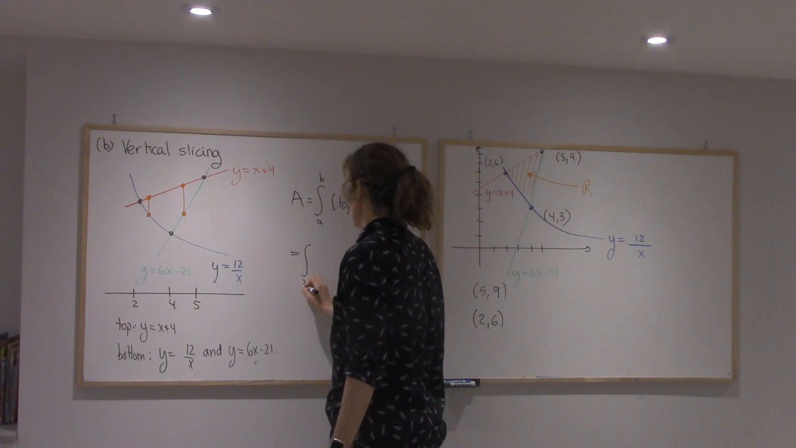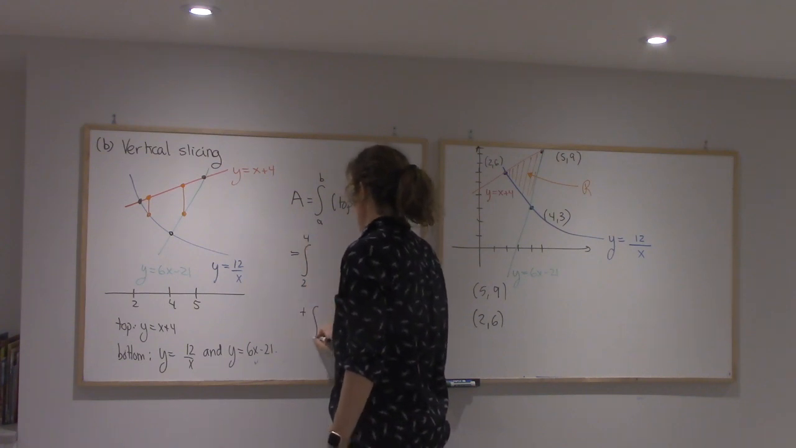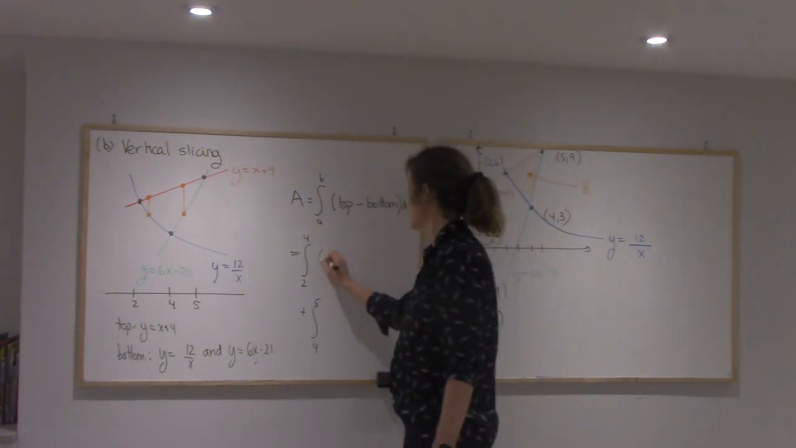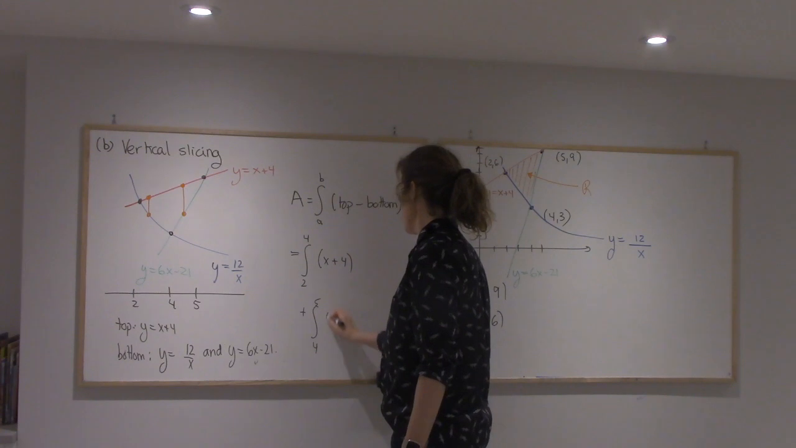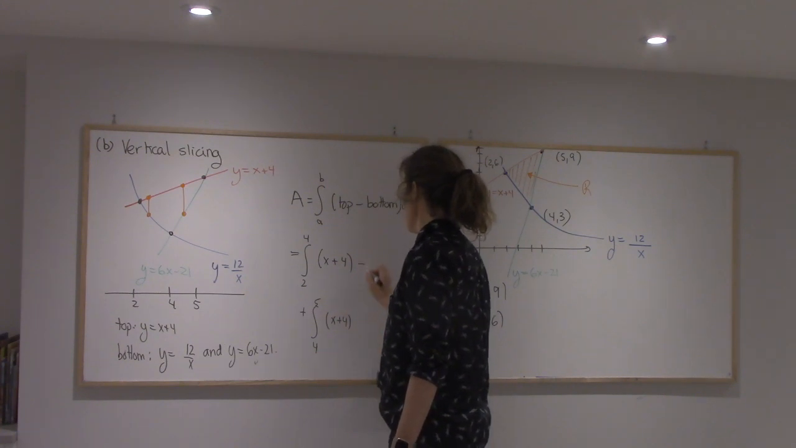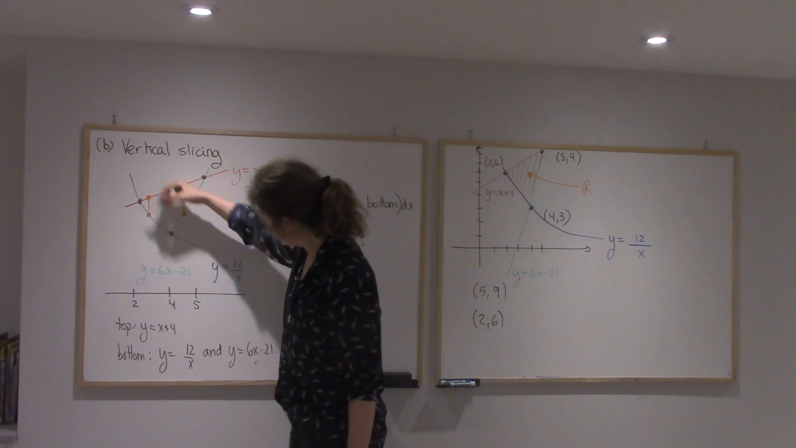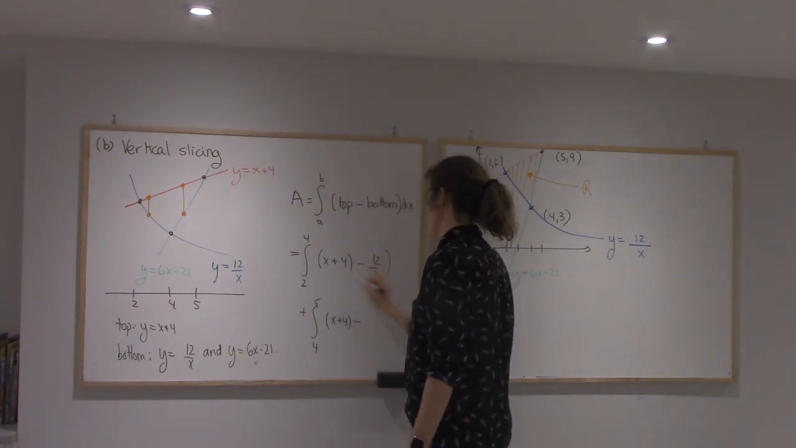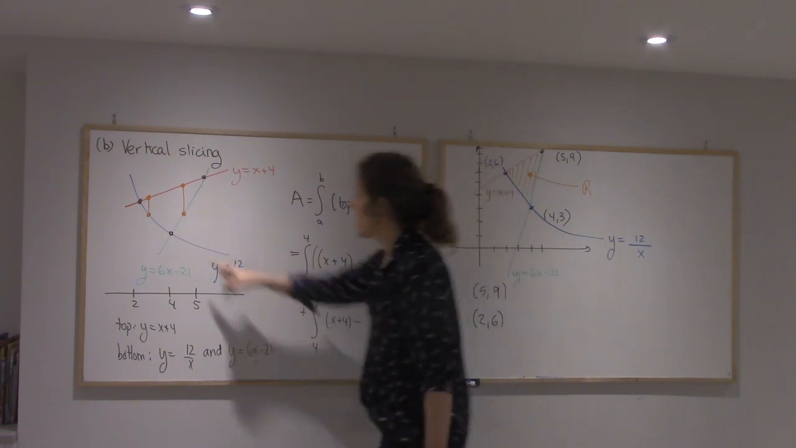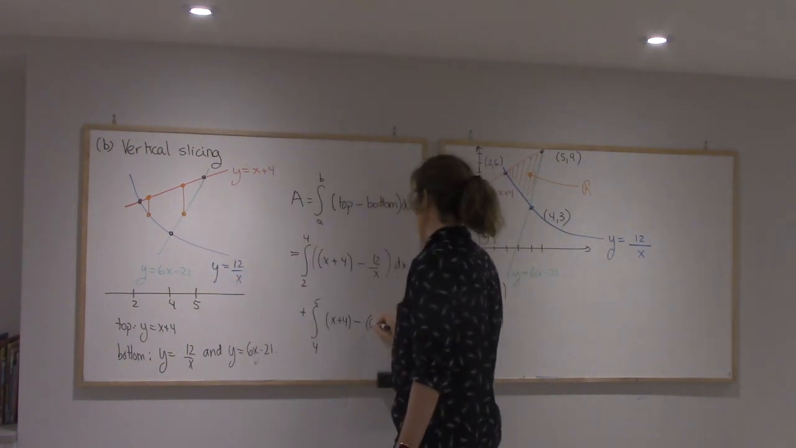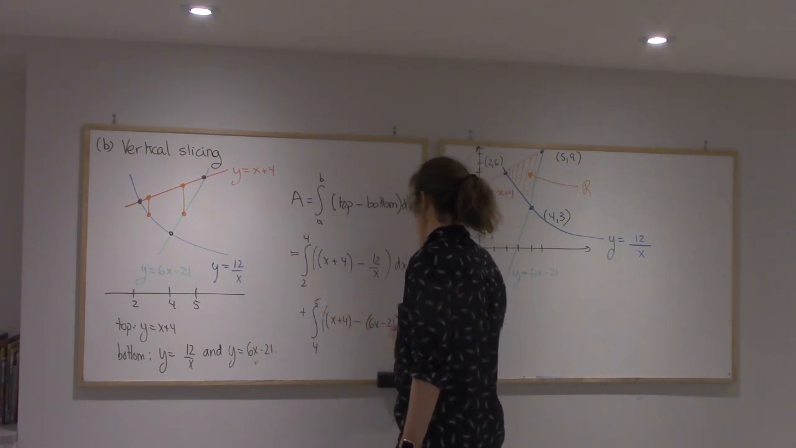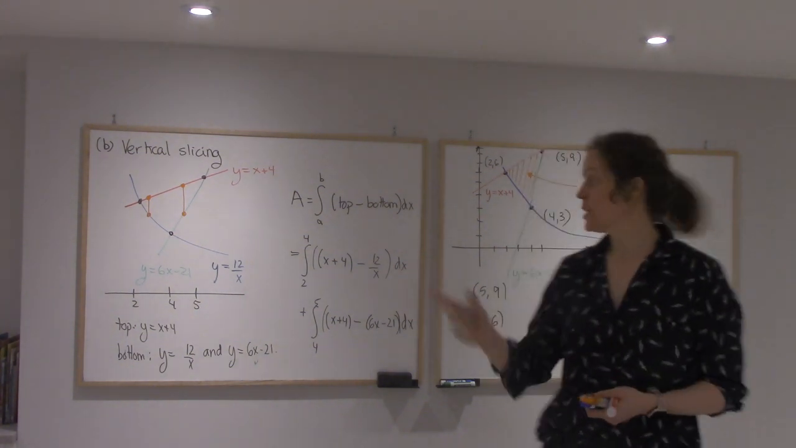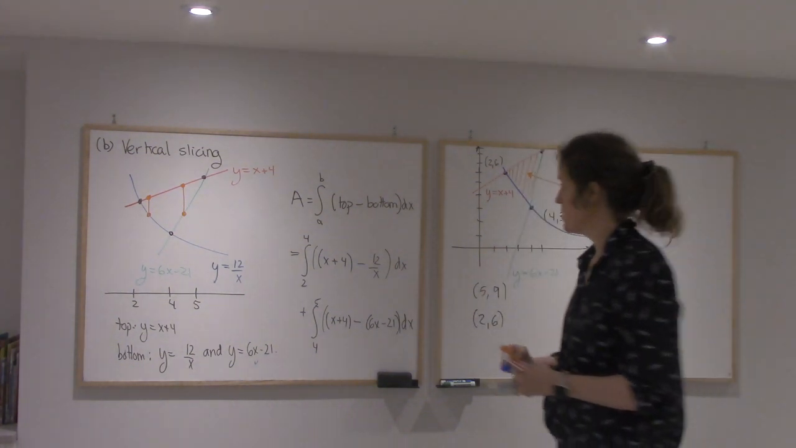All right, so that means I need to split my integral at 4. So I'm going to go from 2 to 4, and then from 4 to 5, because at 4, bottom changes. Top is always x plus 4, so for both, I'll have x plus 4. Then bottom is blue at first, so y equals 12 over x. And then afterwards it's green, so afterwards it's 6x minus 21, dx. Because bottom changes, I'm going to have to use two integrals in this case.